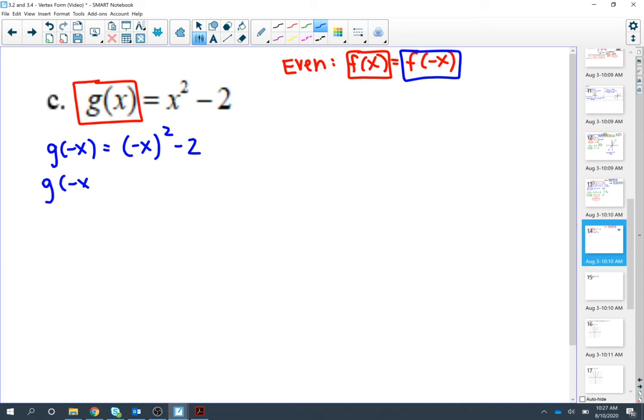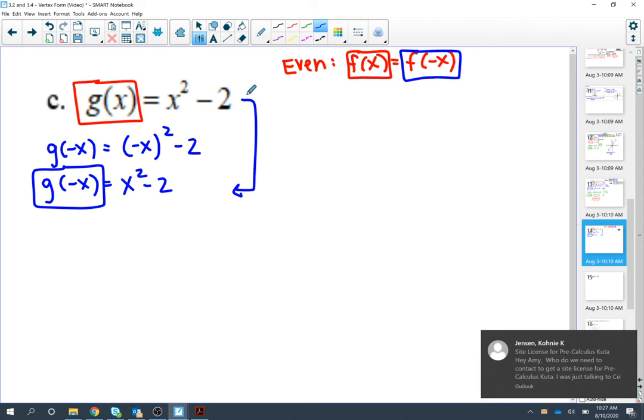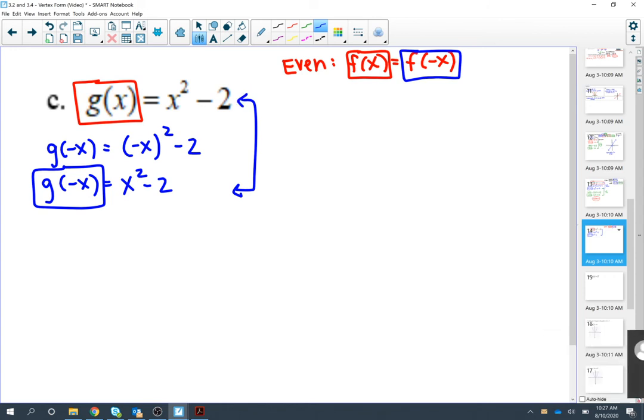Simplify. Negative x squared, a negative times a negative pops back out to be a positive. And then you have a minus 2. Here is your negative x. And then we compare. What do you notice? They're the same. Which means our test for even worked out. This is an even function. And you can stop. If it's an even function, we're not going to go test it for an odd function.